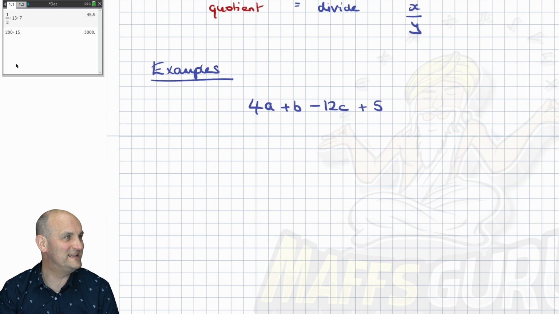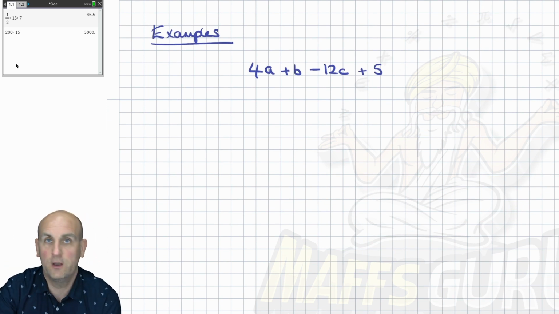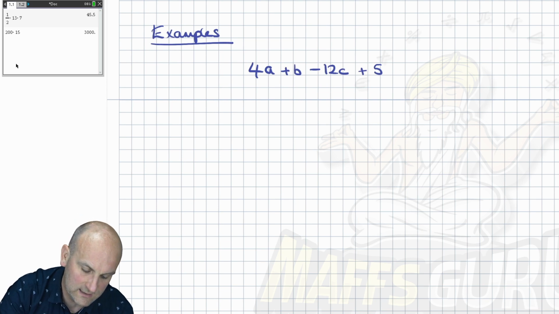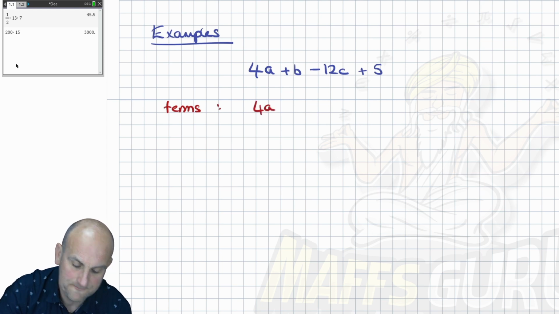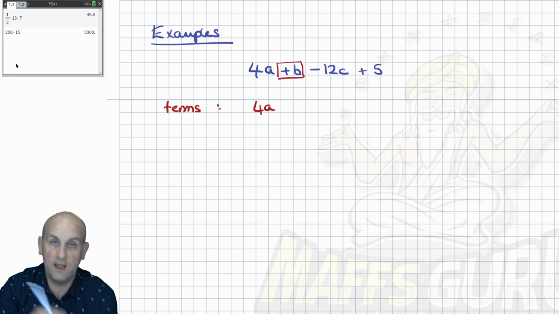The question says, list the individual terms in that expression. So list the individual terms, and this is a trick because you've got to put the plus and minus signs in when necessary. If I was going to list the terms, the first one would be 4A. Then I'd be looking at this one here, and that plus is really important.